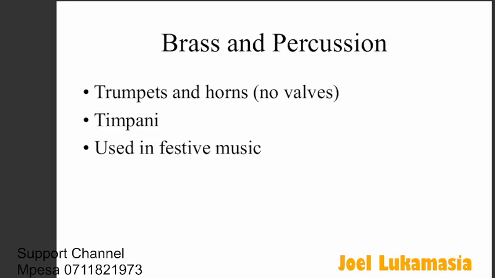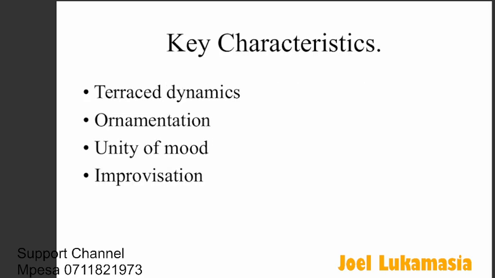And the brass and the percussion. So the brass, we have the trumpets and the horns. The instruments were not so developed, so they had no valves: trumpets without valves and horns without valves. Then you have the timpani, a percussion instrument, used during this period. Brass and percussion were mainly used in festive music in the Baroque orchestra.